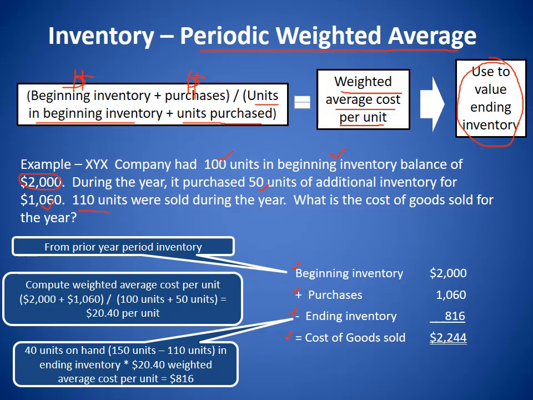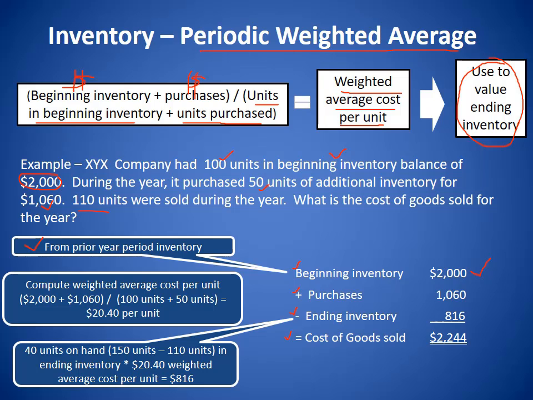Typically it's beginning inventory plus our purchases minus our outputs, which would be cost of goods sold, equals our ending inventory. We just flipped the algebra around a little. So again, beginning inventory, we're told that it's $2,000, and that was from our prior year period inventory, our ending inventory.